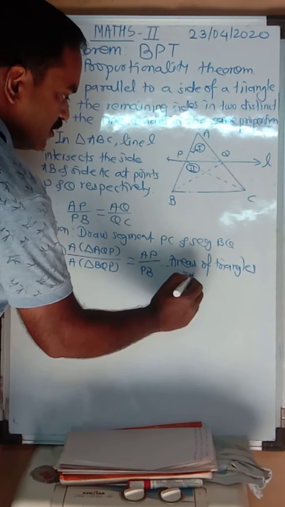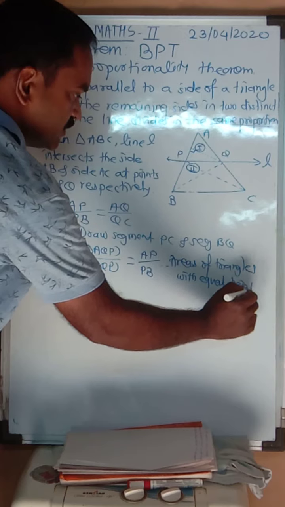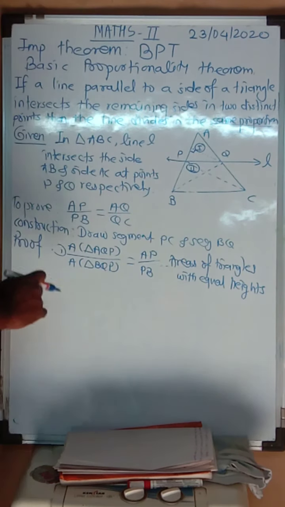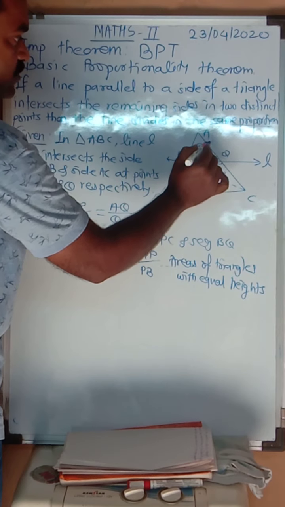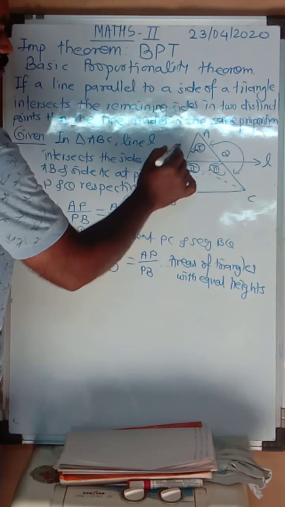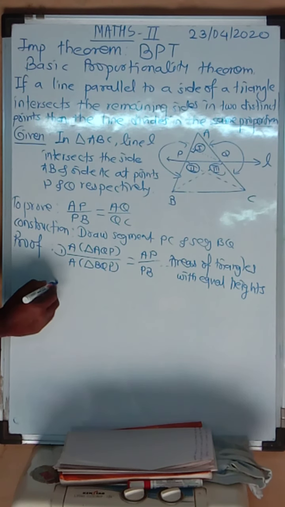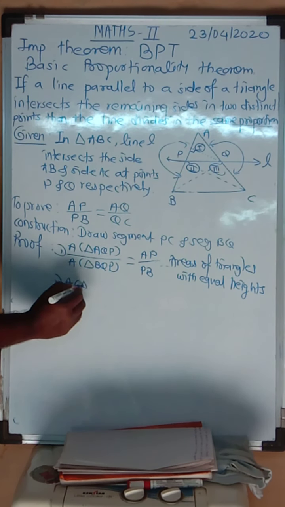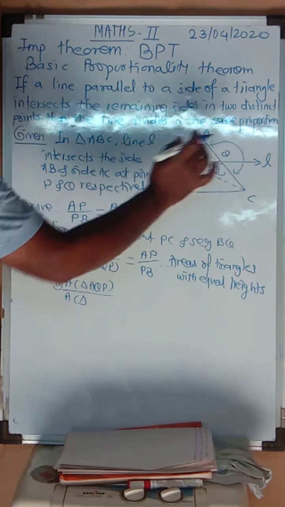with equal heights. Same, you can take the triangle first and third. These two triangles now. First of all, we have to take these two triangles. Which one? Area of triangle AQP upon area of triangle CPQ.